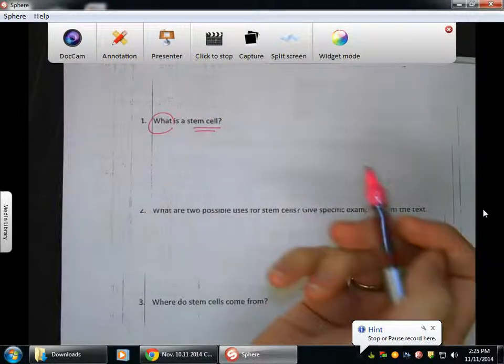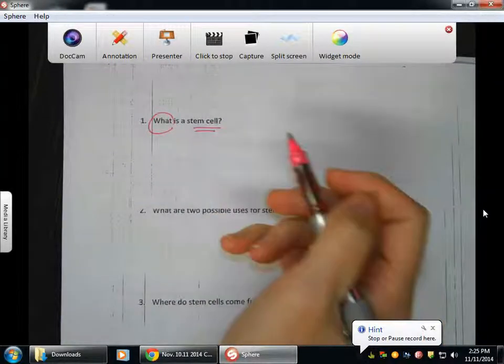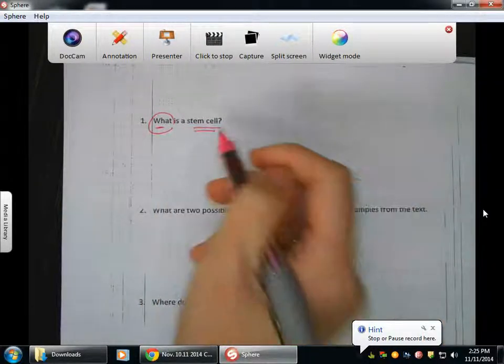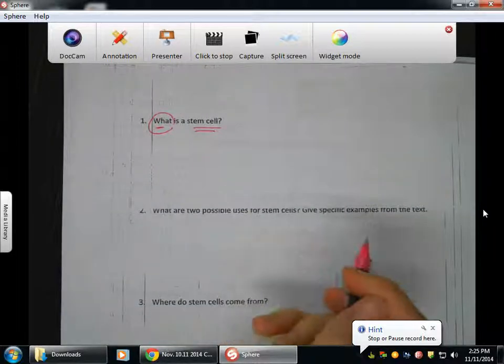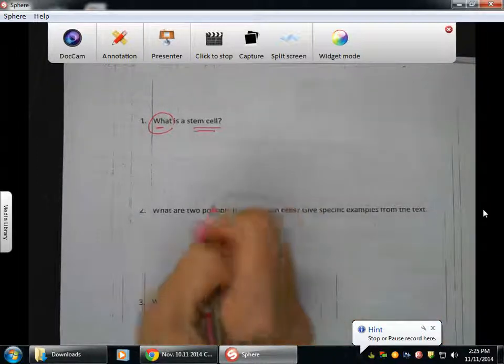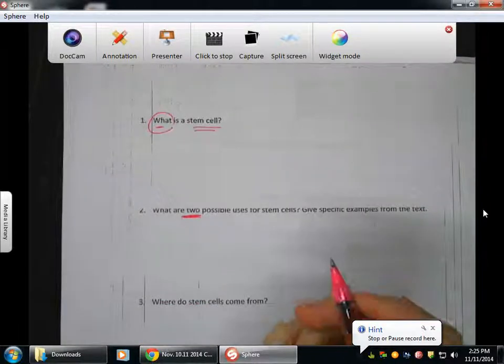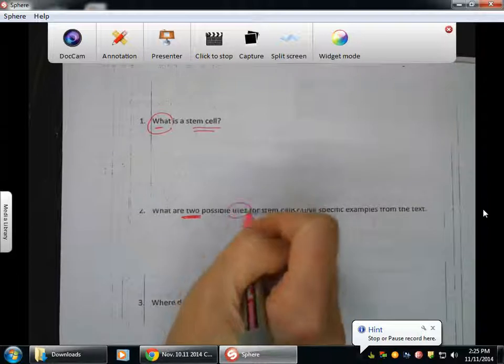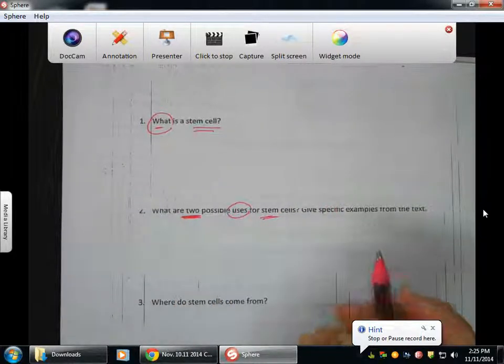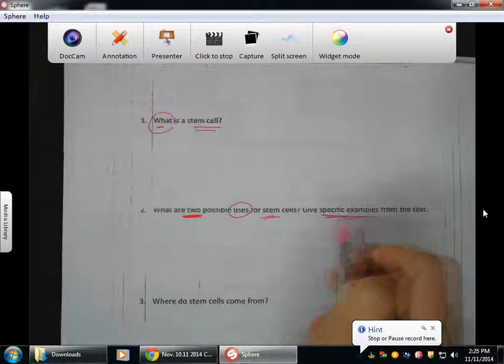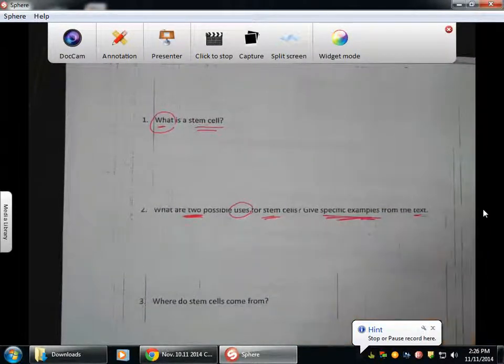That's a fairly short, easy question, but I want to make sure I'm focusing on what, and specifically we're talking about a stem cell. What are two possible uses for stem cells? Give specific examples from the text. So I want to make sure that I do definitely write two when I'm answering this question. I'm going to be looking at uses of the stem cell, and I want to make sure that I give specific examples from the text.